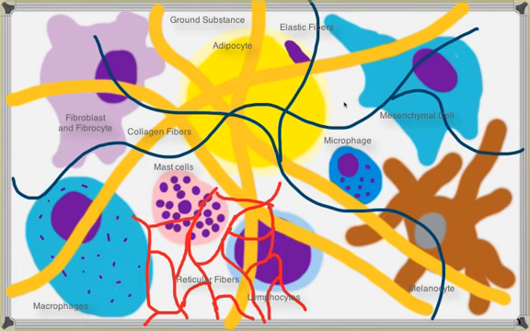In the next segment, we will discuss the different types of connective tissue proper that include loose connective tissues and dense connective tissues.